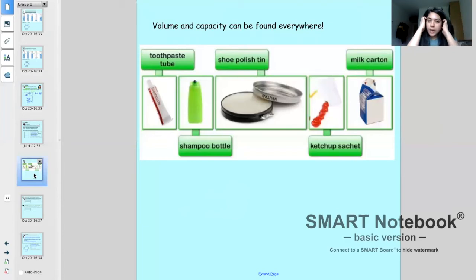All right, so I just wanted to have a look at this, okay, because sometimes we think that volume is only referring to things like water or milk or juice, but actually it refers to any 3D space taken up by something. So for example, toothpaste in a tube, or shampoo in a bottle, or even shoe polish in a tin. It's the 3D space taken up by an object, and that's the volume. And here we have a ketchup sachet, you might have seen one of those before, and a milk carton. So these are all different types of things that can show volume and capacity. It's not always just a liquid, okay, in terms of like water and juice or whatever.